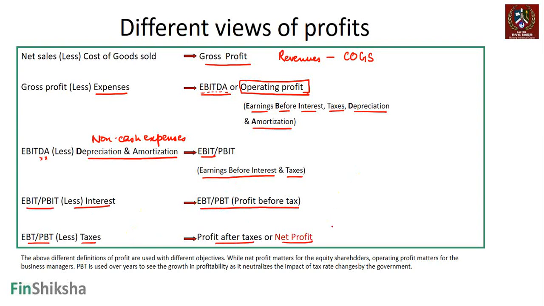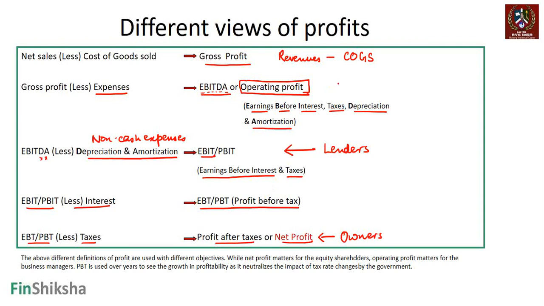Now, there are multiple views of profit. There are at least 5 of these that we have seen: gross profit, EBITDA, EBIT, EBT, and profit after tax, or net profit or net income for a company, right? Who looks at what? If you're looking at a shareholder, the owner of the company, the owners want net profit at the end of it, right? The lenders are more worried about, does the company make enough profit before interest and taxes? Will they be able to pay my interest, right?